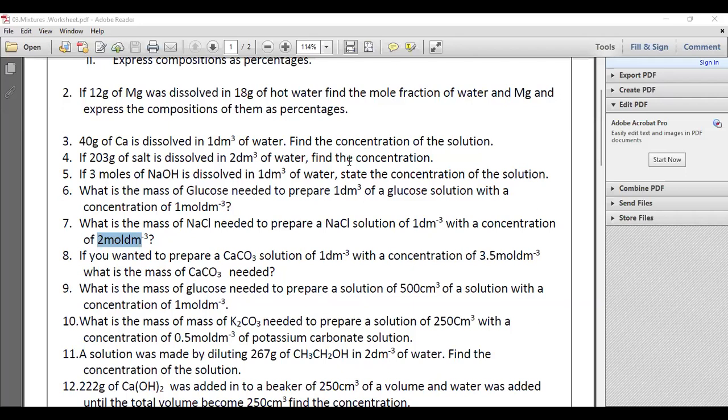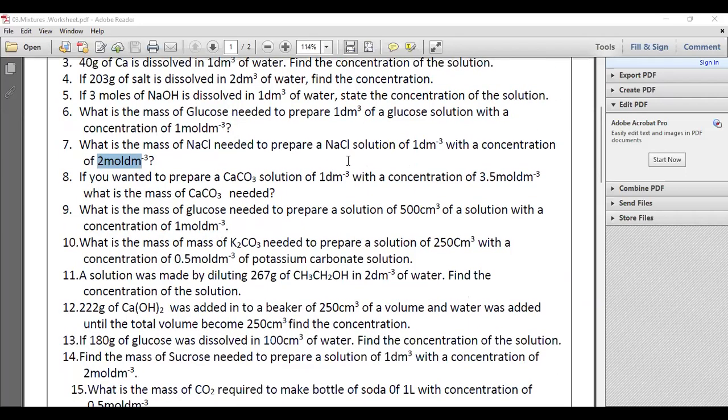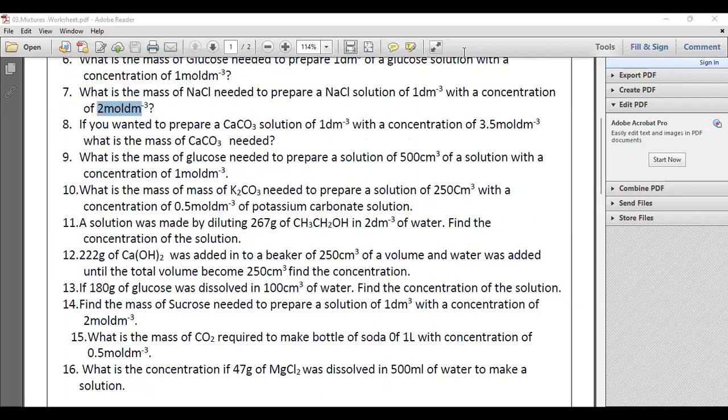Ninth: what is the mass of glucose needed to prepare 500 centimeter cubes of a solution with a concentration of 1 mole per decimeter cube? One of them has a little twist, right?